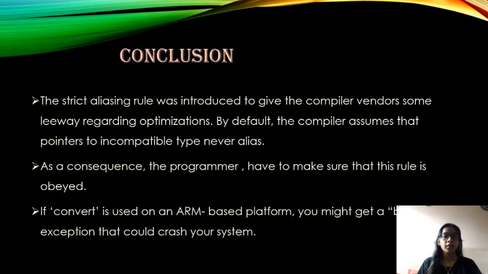Coming to the conclusion, the strict aliasing rule was introduced to give compiler vendors some leeway regarding optimization. By default, the compiler assumes that pointers to incompatible types never alias. As a consequence, the programmer has to make sure that this rule is obeyed. If it is not, on an ARM-based platform you might get a bus error exception that could crash your system.